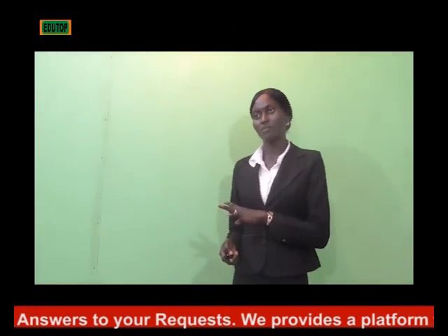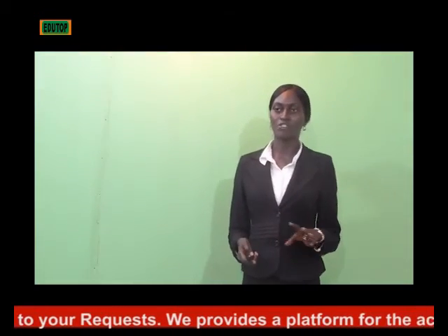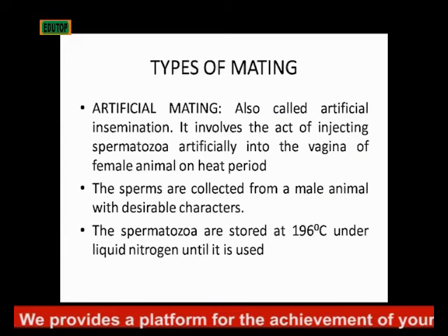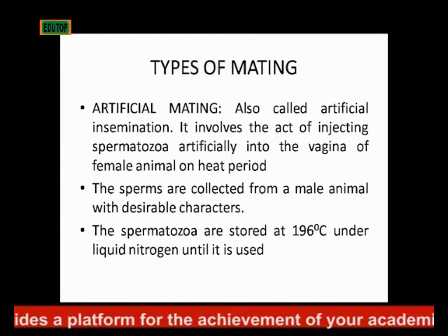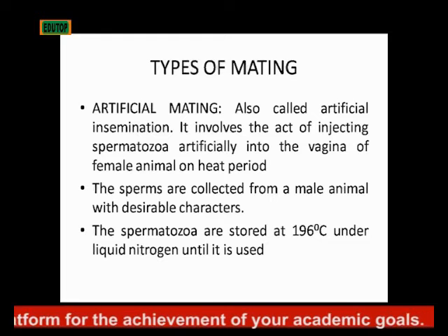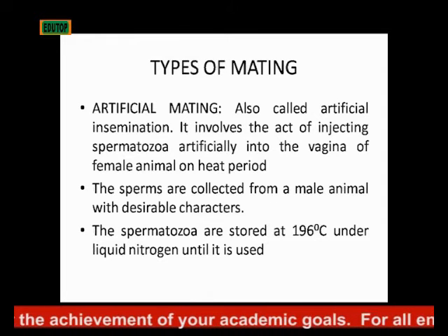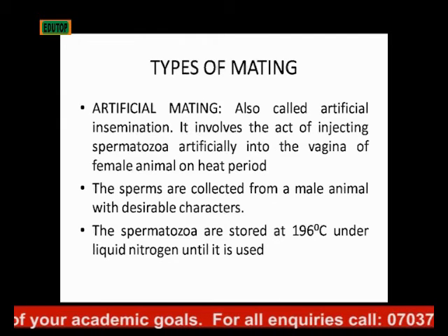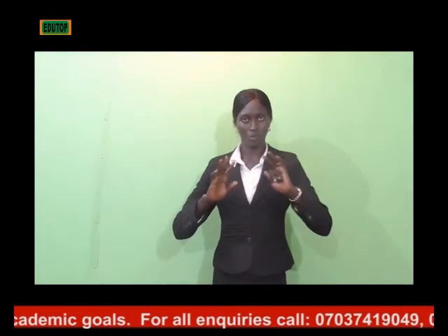Then the second type of mating is the artificial mating. It is also called artificial insemination. This involves the act of injecting spermatozoa artificially into the vagina of the female animal that is on heat. In this method, the male animal is not present. It's just spermatozoa that you bring to inject into the vagina of the female animal that is on heat.